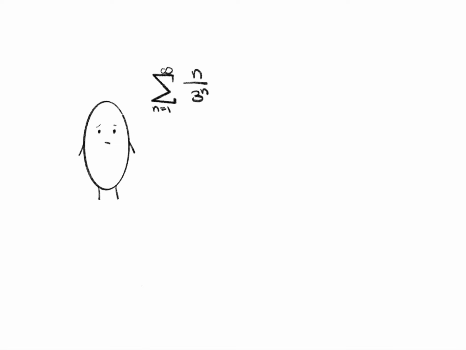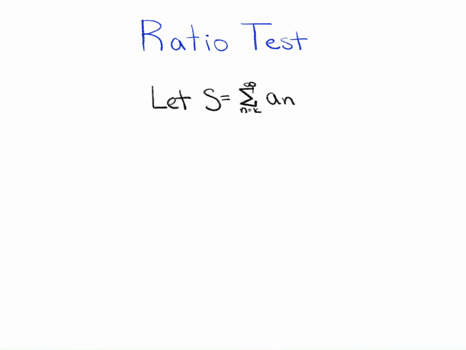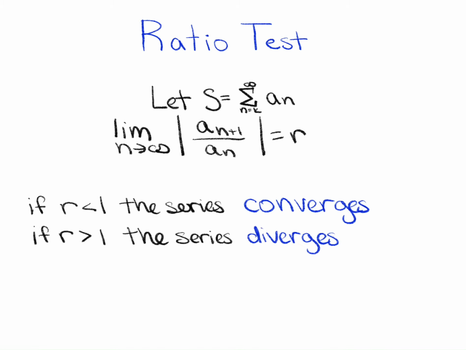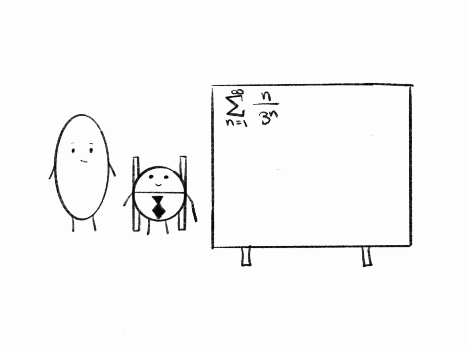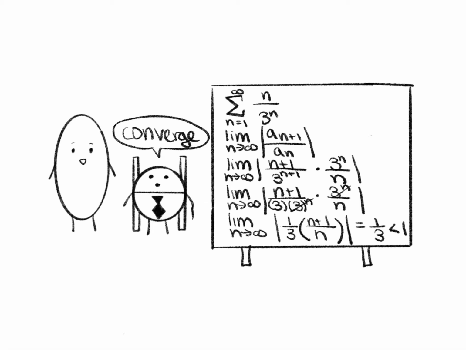The customers keep coming. Our next customer is composed of the product/quotient of terms that have different growth rates. We'll use our ratio test helper when those types of series need help. We can find R with this formula. If R is less than 1, the series will converge. If it's greater than 1, it will diverge. If it's equal to 1, it is inconclusive. For this customer, we'll use the ratio test helper in its equation. Once we cancel out a few terms, we can take the limit of the remaining terms. The R value of this series is less than 1, meaning this series will converge.